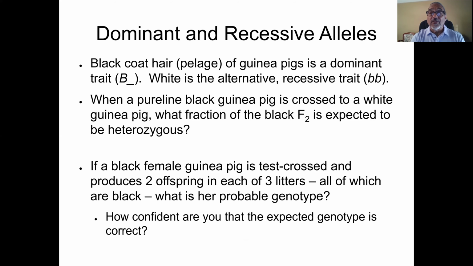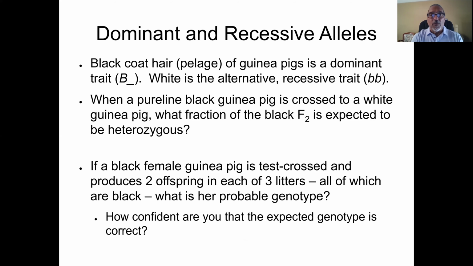And of course, we know our genotypic ratio is 1 homozygous capital B, 2 heterozygotes, and 1 homozygous small b, which means that 2/3 of the black F2 are heterozygous. So this is a very different kind of question. And hopefully some of you got it right. Some of you may have gotten it wrong. Don't worry about it. It takes time to get used to the way genetics questions are asked, okay?